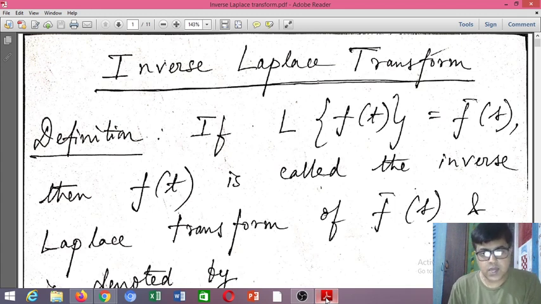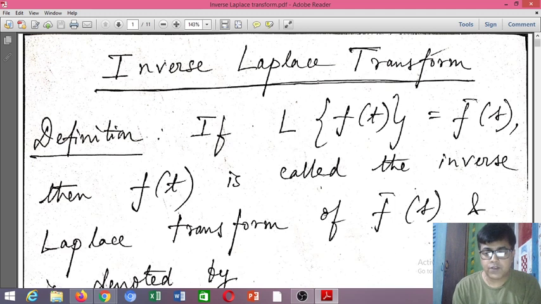Now in the previous class we have discussed the definition of Laplace transform and its existence criteria. We have discussed three very important properties: the linearity property, the change of scale property, and the first shifting theorem. Today I am going to discuss the concept of inverse Laplace transform, followed by various types of examples where you are required to find the inverse Laplace transform.